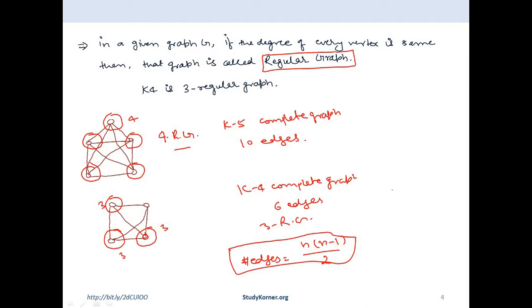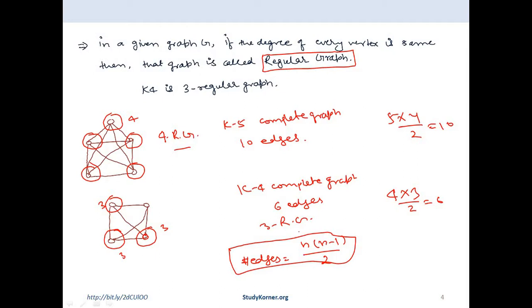Like in this graph, the number of edges is 4 into 3 by 2, that is 6. Similarly, for this graph, it is 5 into 4 by 2, that is 10. Similarly, we can calculate the edges in other complete graphs. So, this formula is applicable only to the complete graph.